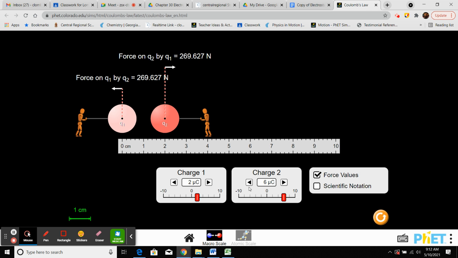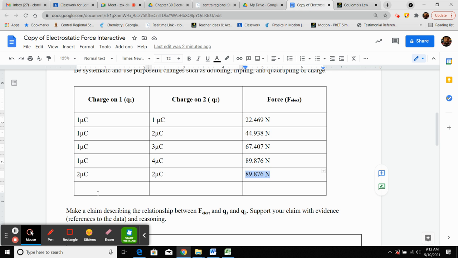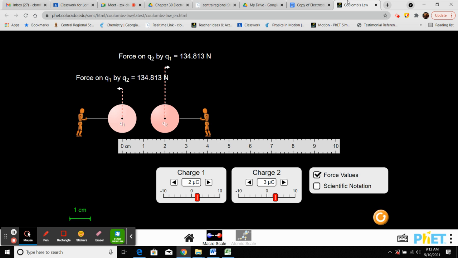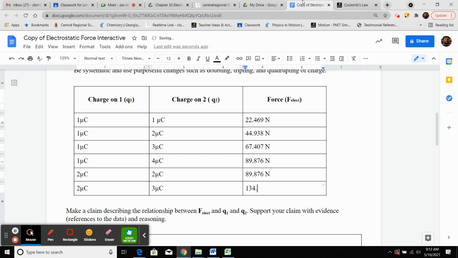Let's do 3 times 2. Let's double one of them and triple the other. Aha! Now we see. I could say, let's make this one 2 and this one 3. And this one should be what? 134.813.